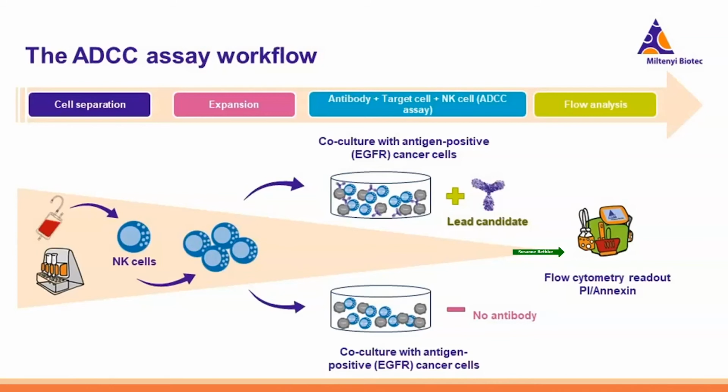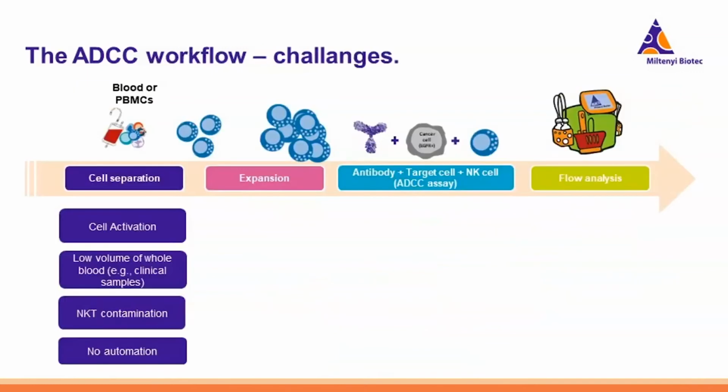So what is going on there? What does the antibody do? Challenges can be cell activation and cell separation, where you sometimes have really low volumes of blood because you have patients or clinical samples, so there's sometimes not so much. Then NKT cell contamination in that sample is possible. And automation, because people are doing tons of these assays, not only the ADCC one, maybe also all of the other ones that I showed you before. So automation is really important here.